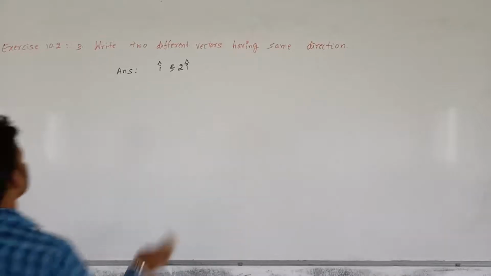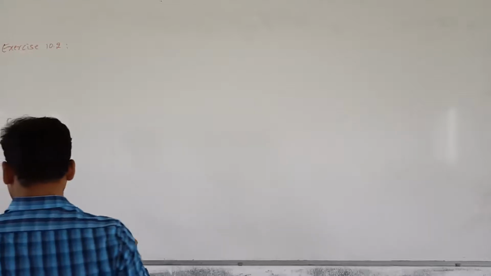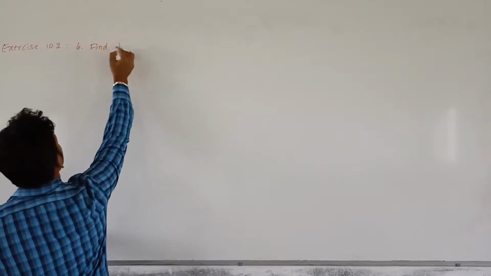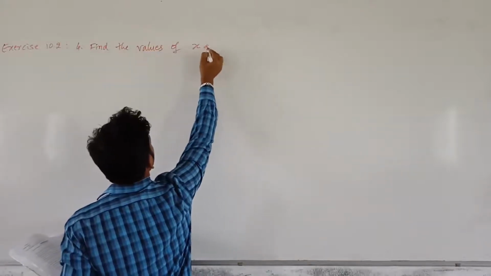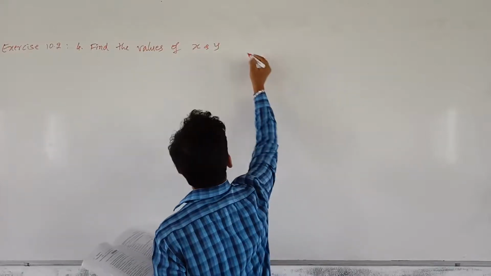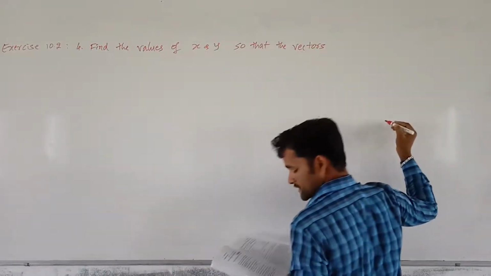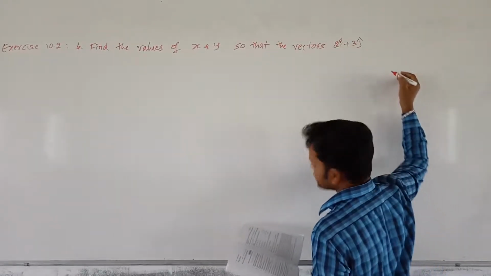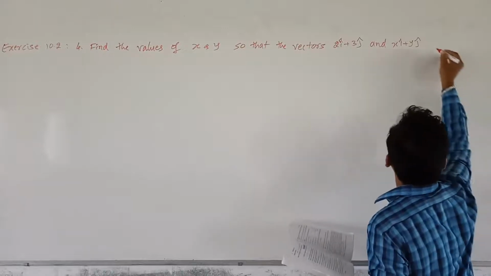Now, we will take question number 4. Find the values of x and y so that the vectors 2i plus 3j and xi plus yj are equal.